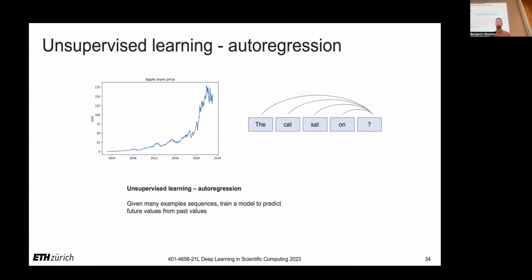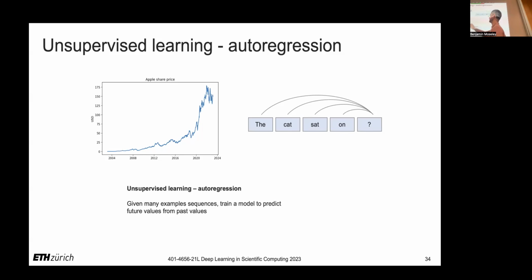Okay, another task is autoregression. So again, all we have is a bunch of examples of inputs of neural networks. One example might be the share price of many different companies. Or another example might be lots of sentences. The whole point of autoregression is, given some past values of those examples, can I predict future values? That's the general concept of autoregression.